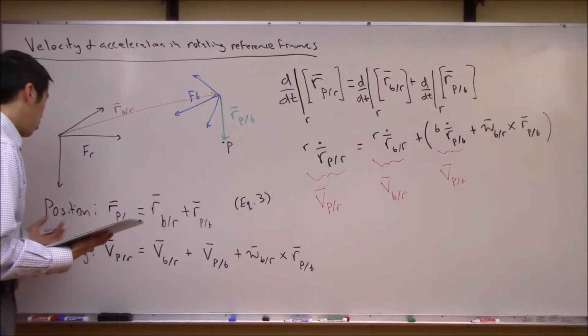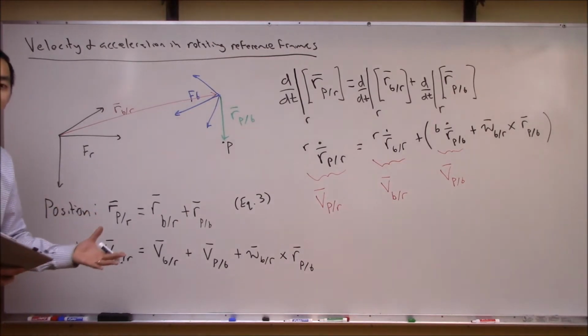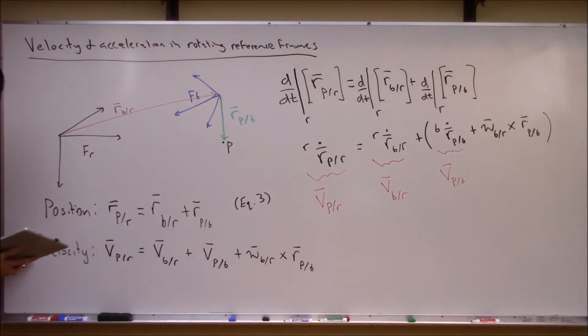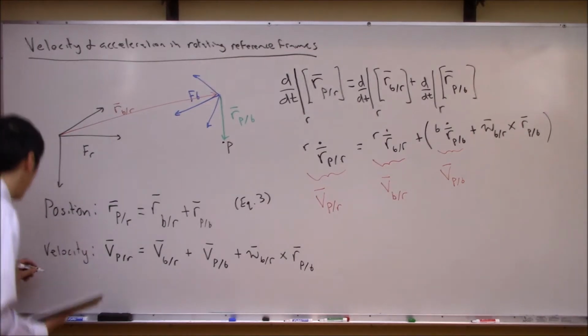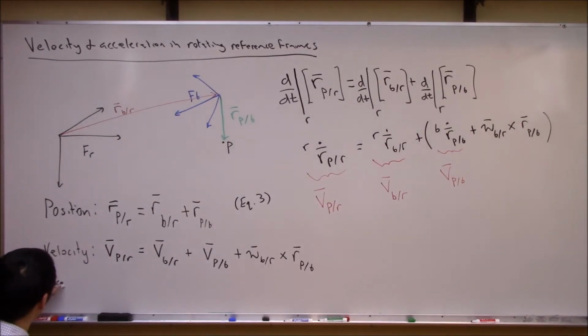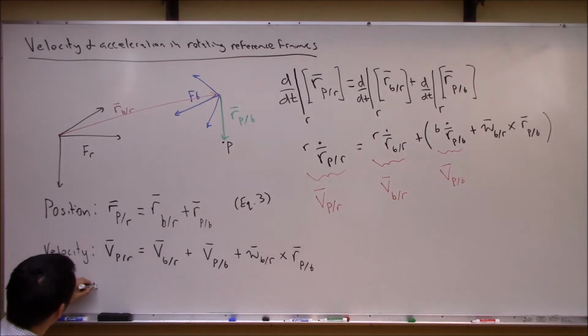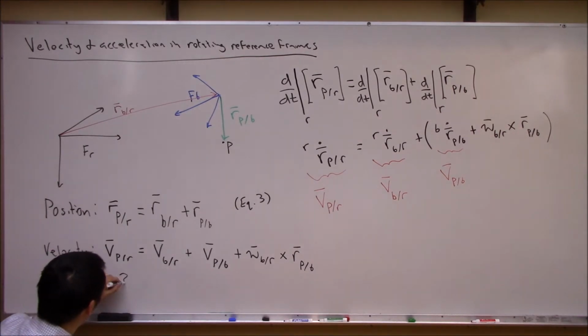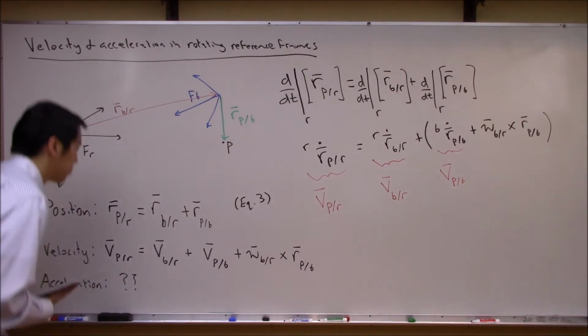Okay, great. So the logical next step is: I've got the position vector, I've got a velocity vector, I need an acceleration vector. So let's talk about acceleration. And again, we're going to play the exact same game. What is this equal to here?